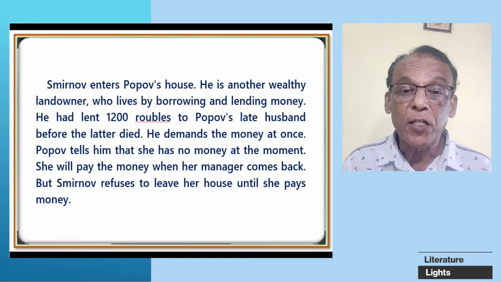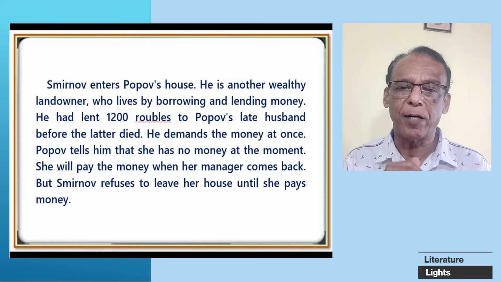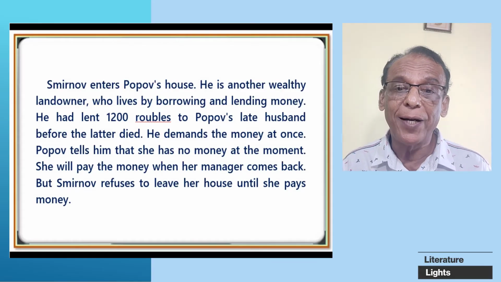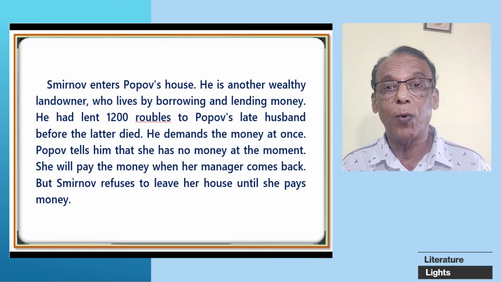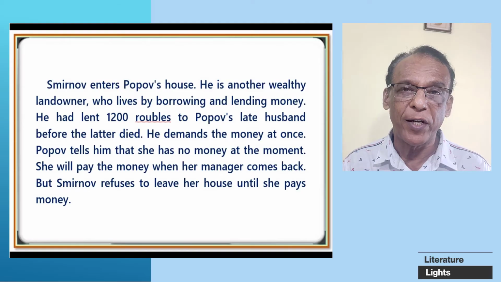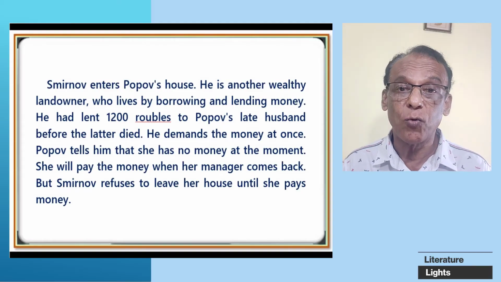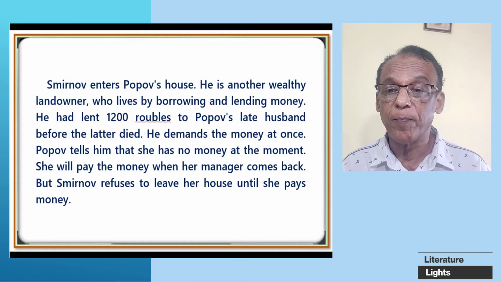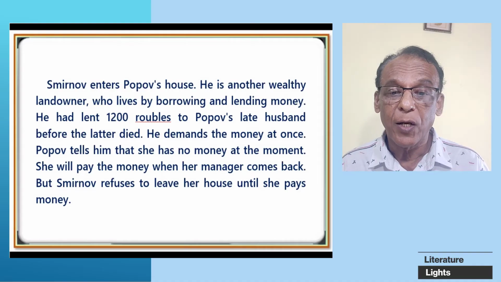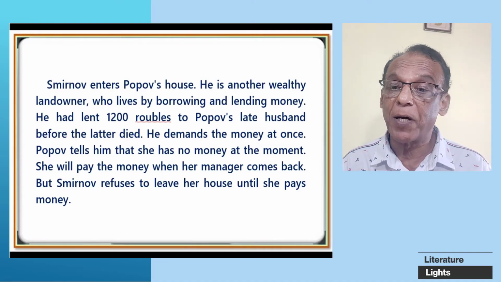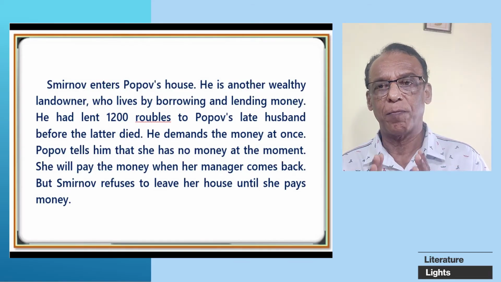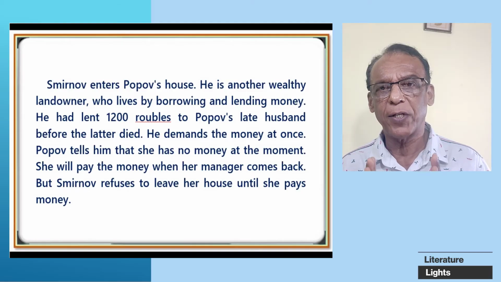At this time, Smirnov enters Popov's house. Next paragraph. He is another wealthy landowner, who lives by borrowing and lending money. He had lent 1,200 rubles to Popov's late husband before he died. He demands the money at once. Popov tells him that she has no money at the moment. She will pay the money when her manager comes back. But Smirnov refuses to leave her house until she pays the money.